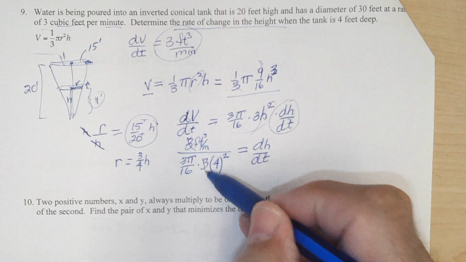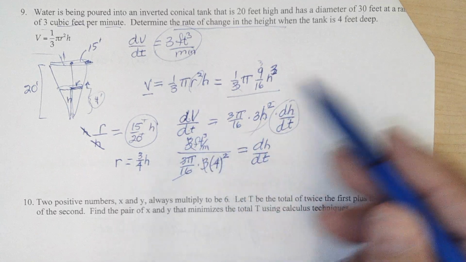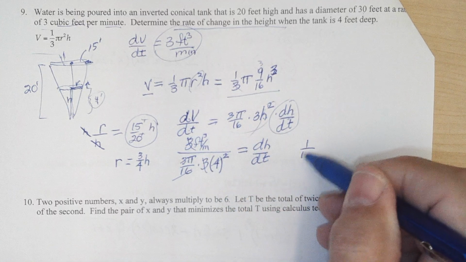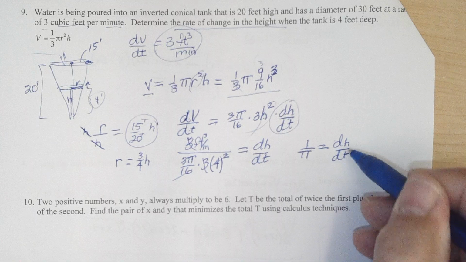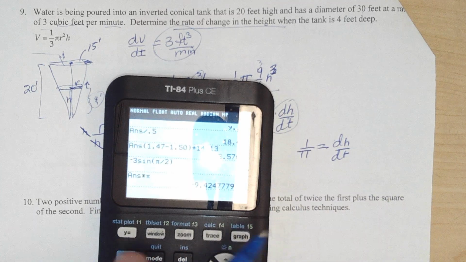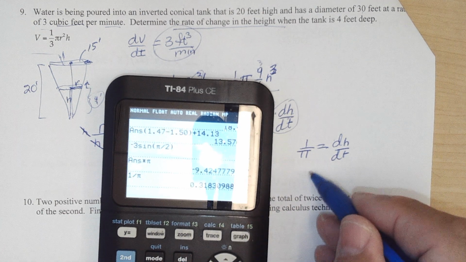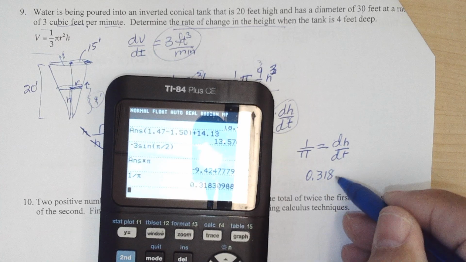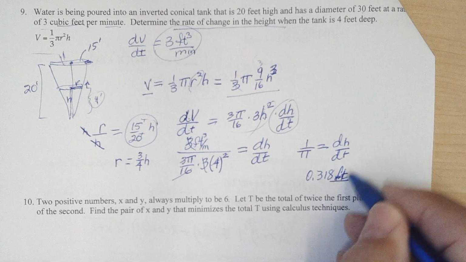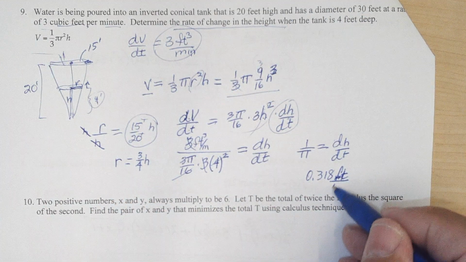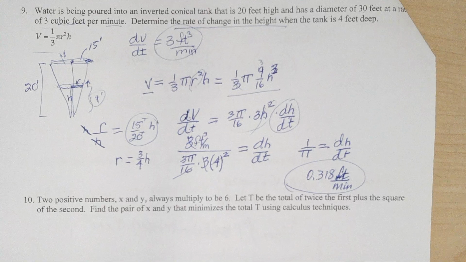The 3's do cancel. 4 squared is 16. That's going to cancel, and I'm going to get 1 over pi is how fast the height is changing with time. So 1 divided by pi is 0.318 feet per minute. It's going up about 0.3 of a foot every minute.